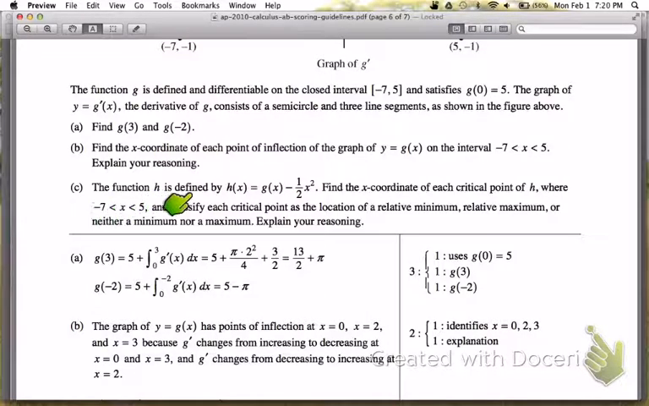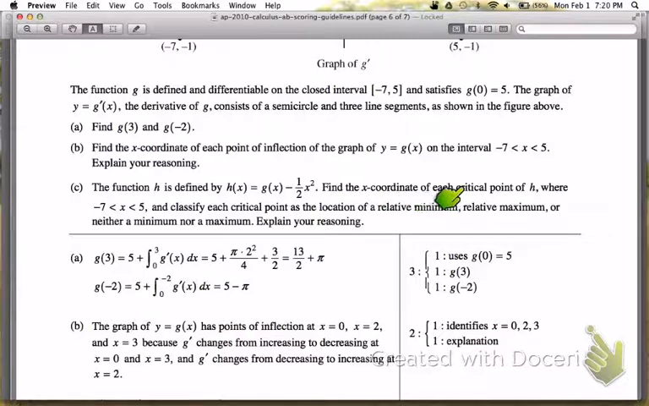It says the function h is defined by this: h of x equals g of x minus 1/2 x squared. It says find the x-coordinate of each critical point of h in the interval from -7 to 5 and classify each critical point as the location of a relative minimum, relative maximum, or neither a min or max. Explain your reasoning. First things first.